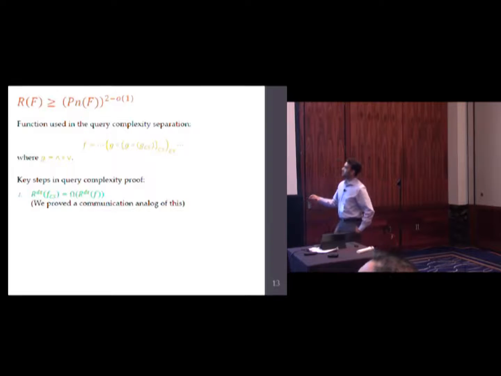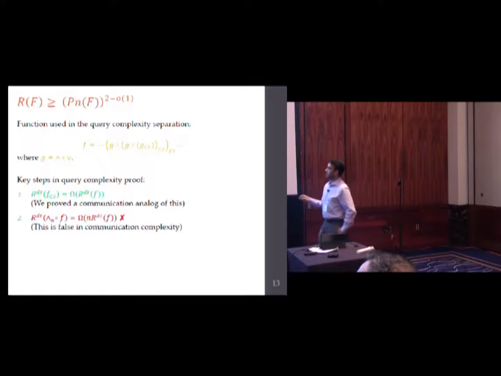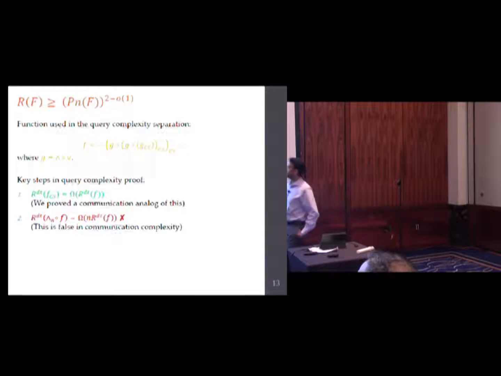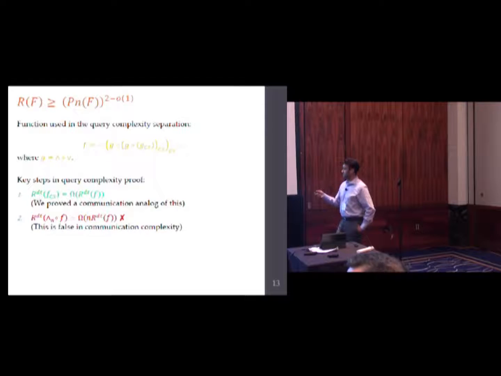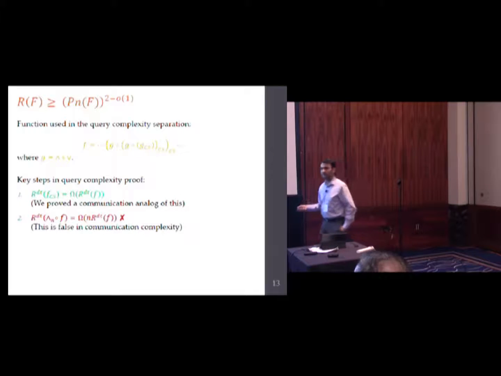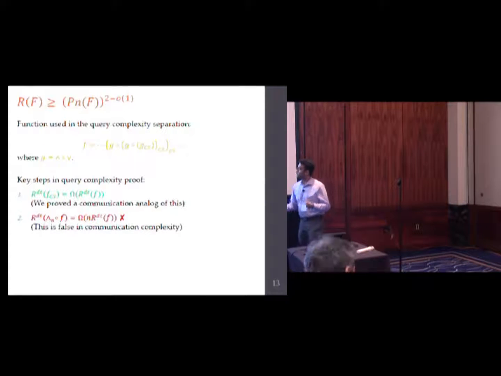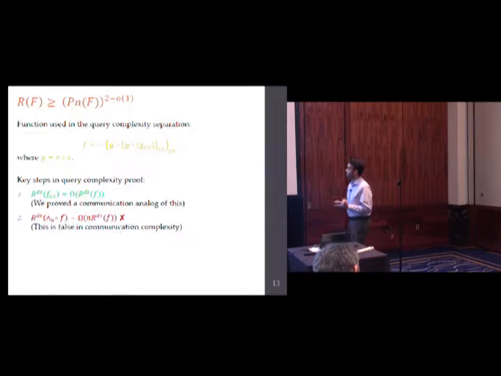So that's fine. The second fact that's used in query complexity is that when you compose with the AND function on n bits, the complexity goes up by a factor of n. This is true in query complexity, but it's false in communication complexity. So this proof sketch cannot go through, because this statement is just simply false. It's not open, it's just false. And there are many simple examples, but you can just try to construct a communication function where taking the AND of many copies of it still has the same complexity as the original problem.